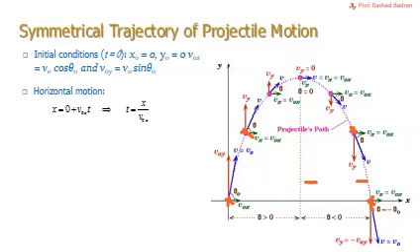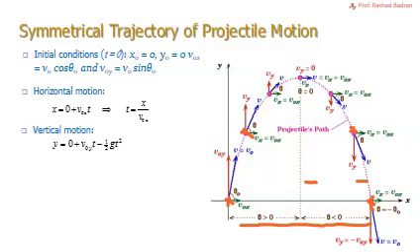From the horizontal motion, we can get the time of flight, as long as x may be given for the whole motion, and v naught x is the same as vx. So we can get right away the time of flight. And this time can be used for the y motion.